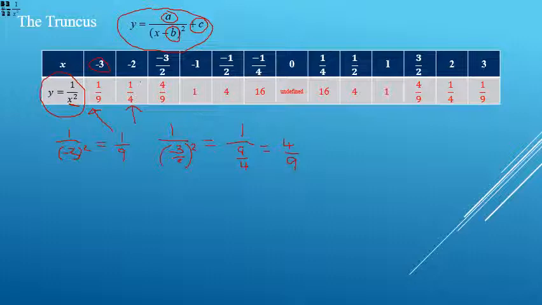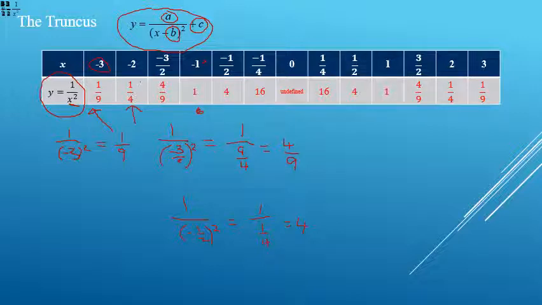If I put -1 into the rule, which is the next one, -1 squared is +1, so 1 on 1 is 1. Put -1/2, I'll do that one here, 1 on -1/2 squared. So the top doesn't change, it's 1 over. Negative times a negative is positive, so the bottom becomes 1/4. And how many quarters are there in 1? There's 4. So that's where we're getting these values from. Same argument to get 16 there.